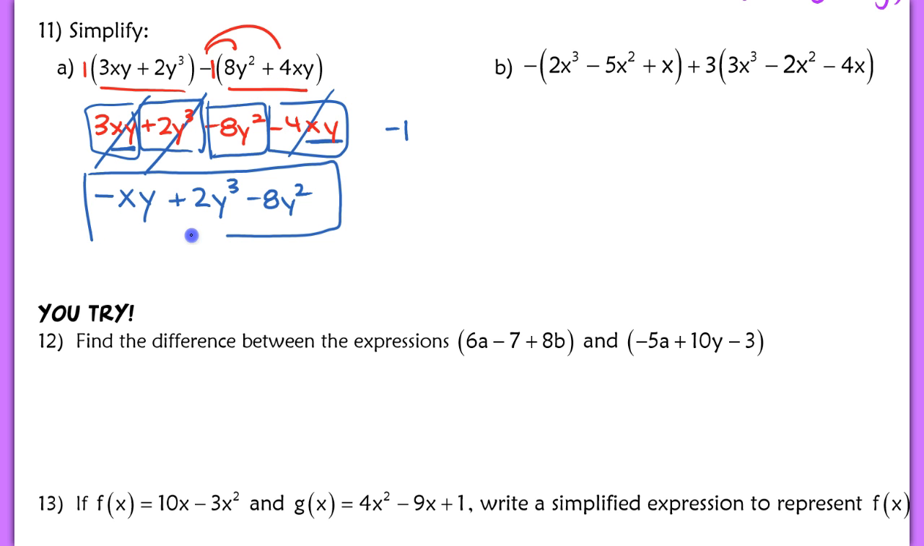Sorry, it should be negative xy plus 2y cubed minus 8y squared. Sorry, this negative 1 was not part of the original problem. That was just the scratch work to show you what 3 minus 4 was. So I should have erased that.